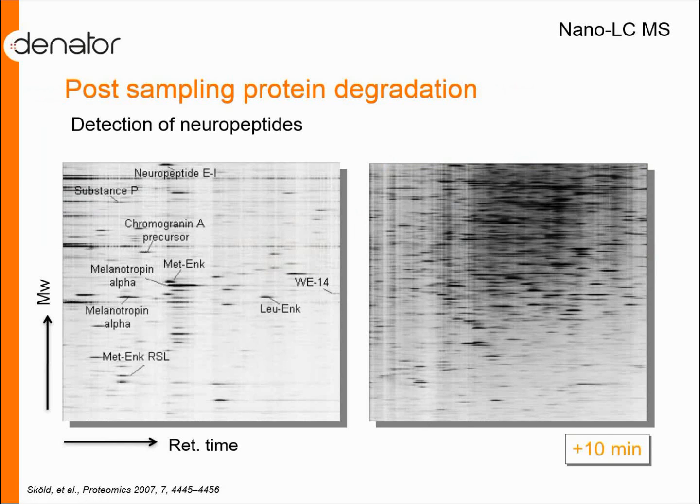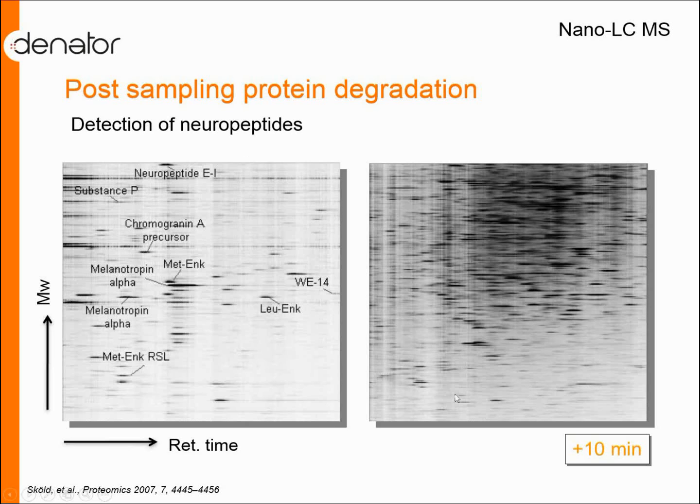The post-sampling changes are most easily seen if we look at peptides. In this case, we see two panels. There are 2D representations of LC-MS runs, and we have retention time on the x-axis, and we have the molecular weight on the y-axis. The left image here has been inactivated, stabilized, using heat directly once it's been removed, and we see that the majority of the major spots here have been identified as various neuropeptides.